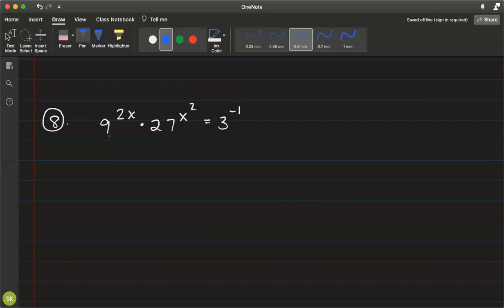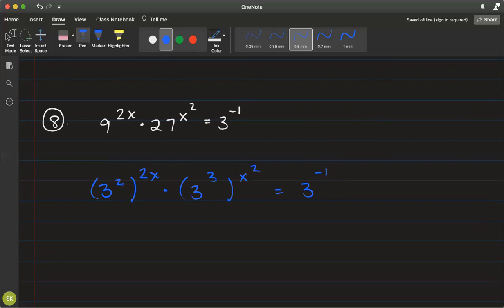So both the base of the left-hand and the right-hand sides, we want them to be equal. Now, these numbers we've seen before and we know how to break them down. And we have this number 3 here. Let's break all of these numbers down as 3 raised to a power. This number 9 is the same thing as 3 squared, to the power 2x. This 27 is 3 cubed, to the power x squared. And we already have a 3 here, so let's leave it alone.